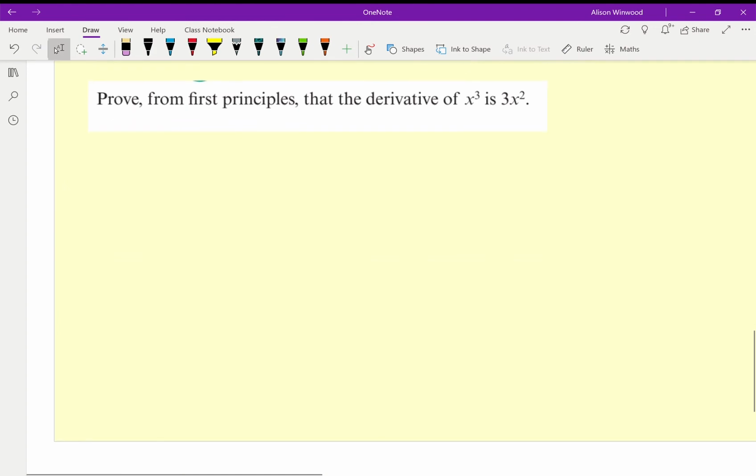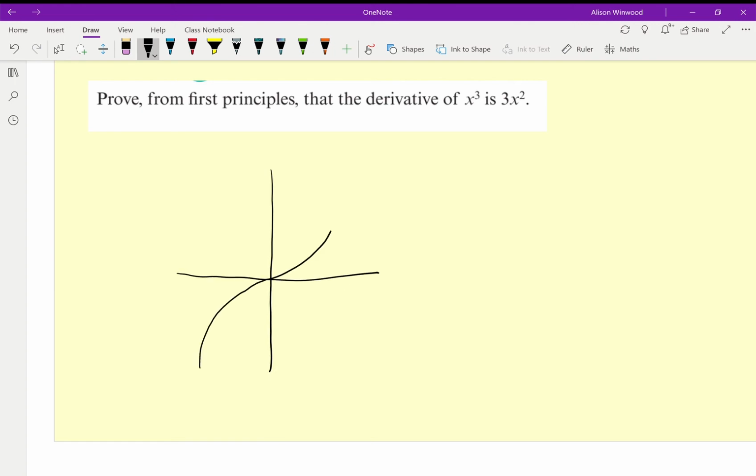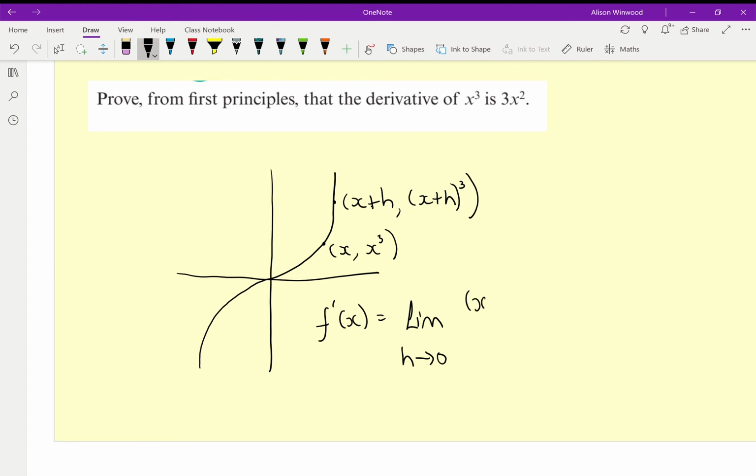Let's look at a curve where we haven't got a specific point. We're just going to take any random point. So x cubed, there's x cubed. So there's my first point, which is x and x cubed. And my next point a bit further along is x plus h and x plus h, all cubed. So the formula says the derivative is the limit as h tends to 0 of y minus y over the change in x, which is always h.